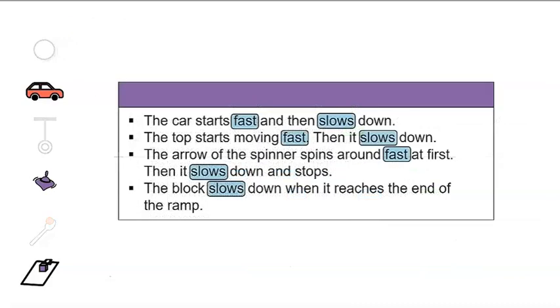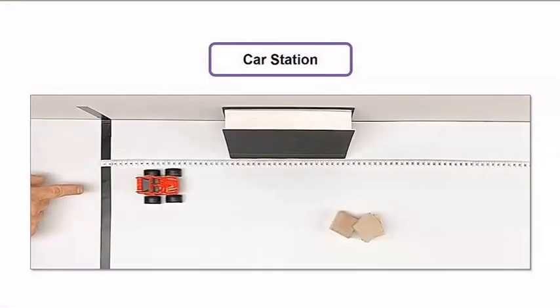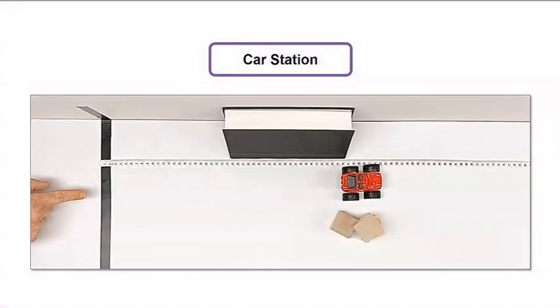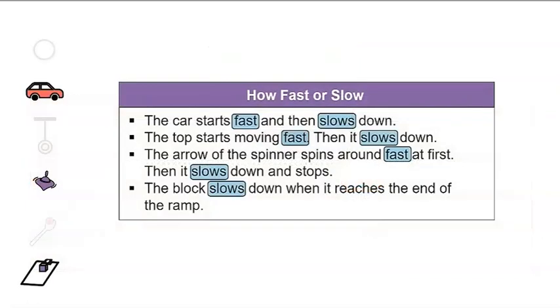What do the words in these sentences describe? What do you notice? Hey, we can say that these words describe how fast or slow each object goes, or the object's speed. Speed is the distance an object moves in a certain amount of time. At the car station, we saw the car's speed start out fast and then slow down. So do you think we should change the title of this section of our chart from how fast or slow to speed? I think so too.